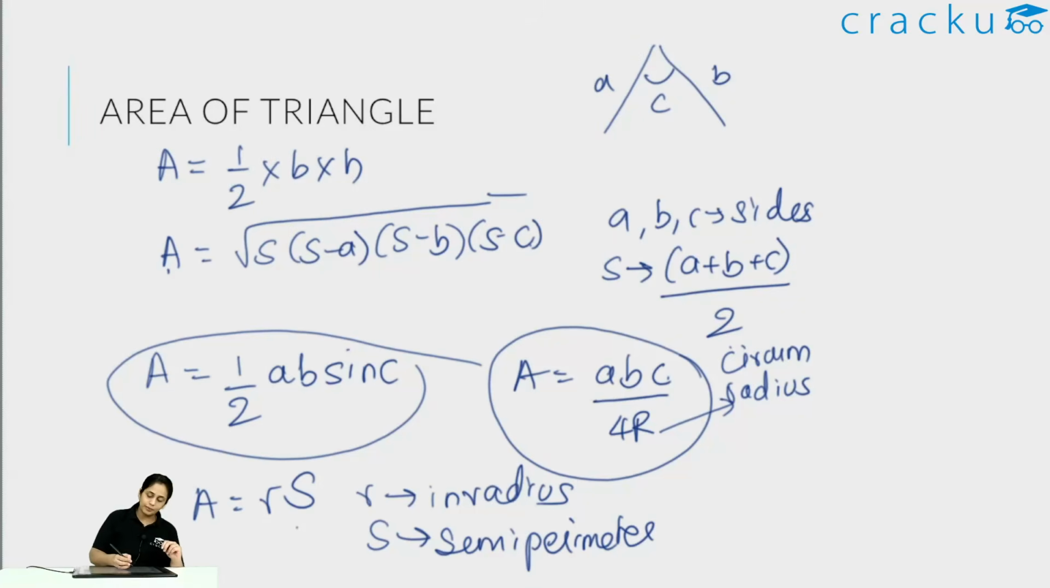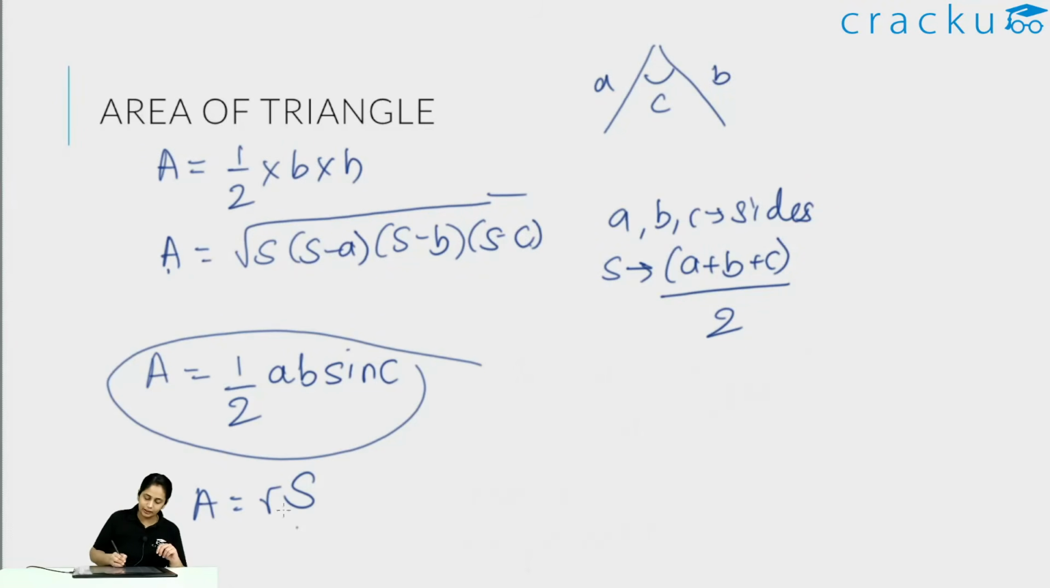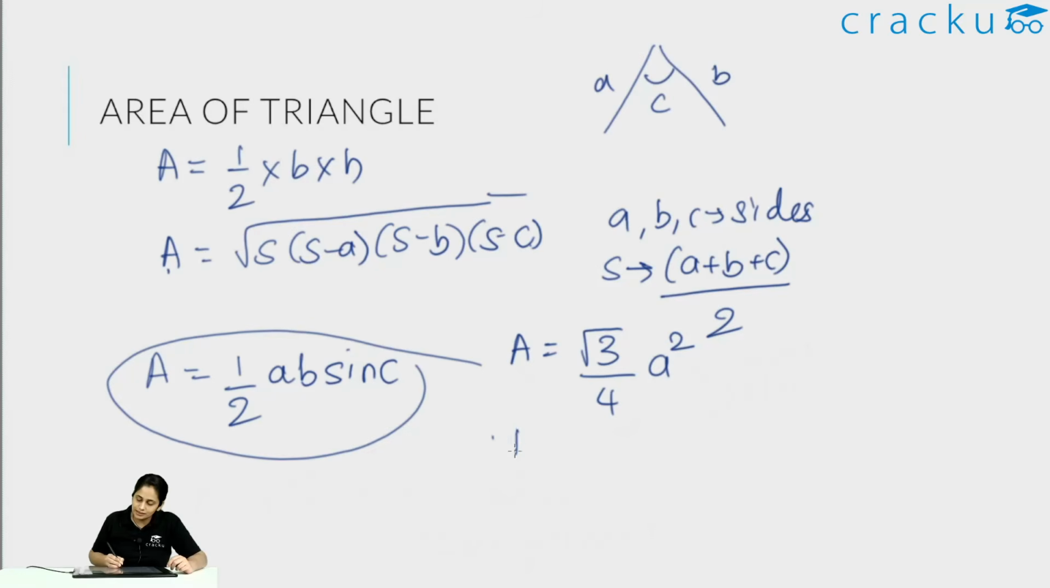Another thing which many people tend to forget when it comes to area of triangles is the special values that you have to remember for equilateral triangles. Always remember the area of an equilateral triangle of side A. Suppose the side of the equilateral triangle is A. This is equal to root 3 by 4 A square. What is the circumradius of an equilateral triangle? The circumradius of an equilateral triangle is A by root 3. And what is the inradius of an equilateral triangle? That is, small r is equal to A by 2 root 3.